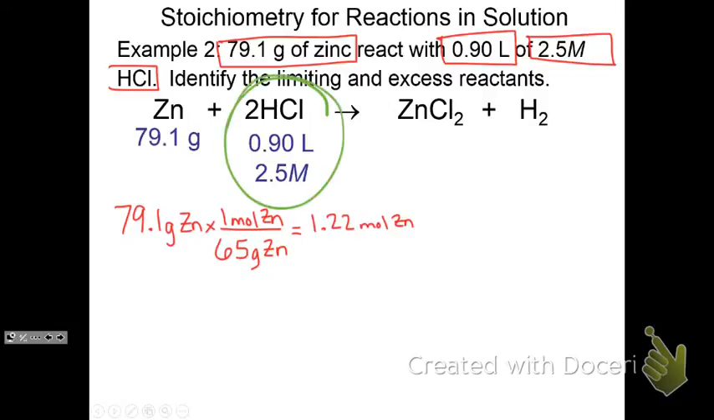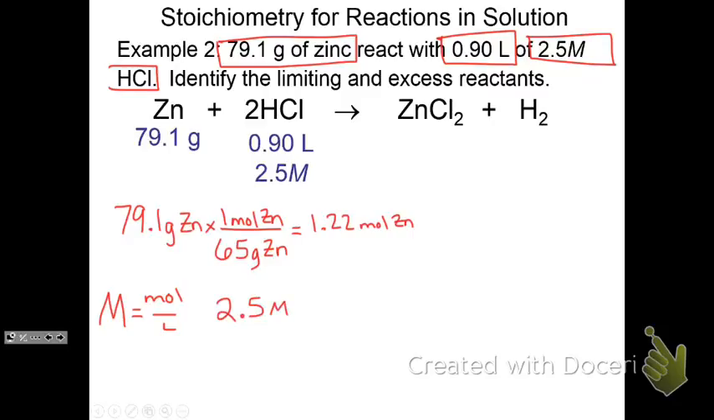When I look at the information that's given here for HCl, I can't go from grams to moles because obviously I don't have grams, but I can plug that stuff into my molarity equation and then solve for moles. So again, my molarity equation equals moles per liter. In this case, once I plug in all that information, I would plug in 2.5 molar for my molarity. Again, moles is unknown. And then 0.9 liters for my volume. Wonderful. How do you solve for moles? You will have to multiply your molarity times your liters.